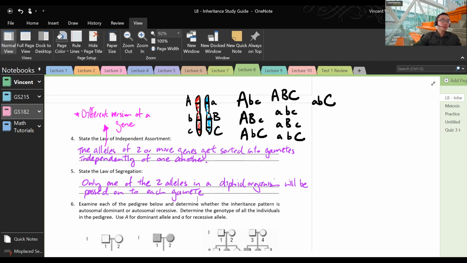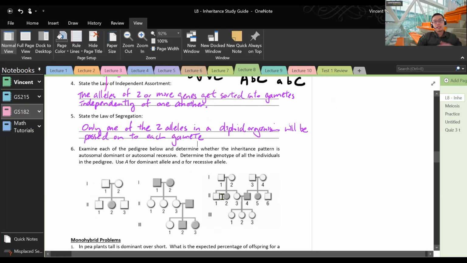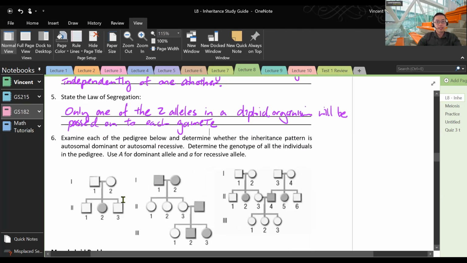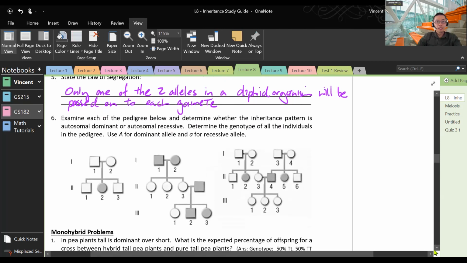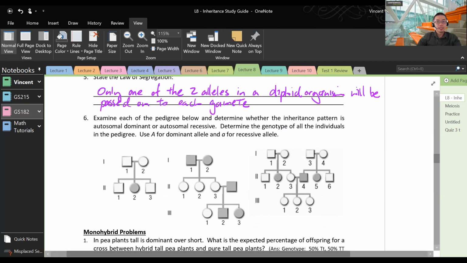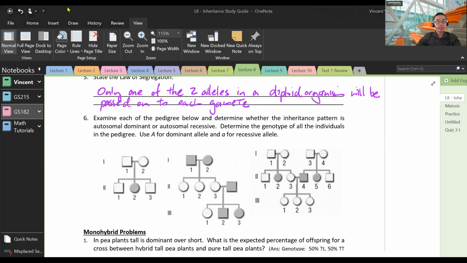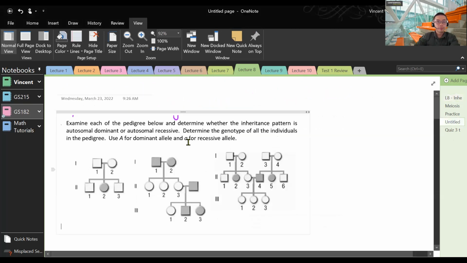Okay, we're going to move on to number 6. Things are going to get a little bit intense here with number 6. So if I'm not making sense, please stop me and ask. I'm just going to do it on a separate page because there's not enough space here. Let's do it right here.